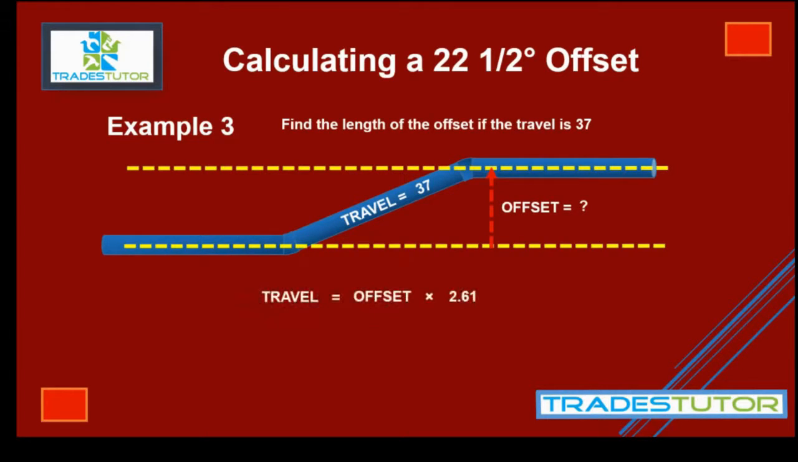Now, this is where we have to take our original formula and work it around a bit to calculate for offset. Offset is equal to the travel divided by 2.61. We're just transposing that equation. Now, plug your numbers in, 37 divided by 2.61, and we get an answer of 14.18. And there you have it. That's the 22.5 degree offset.